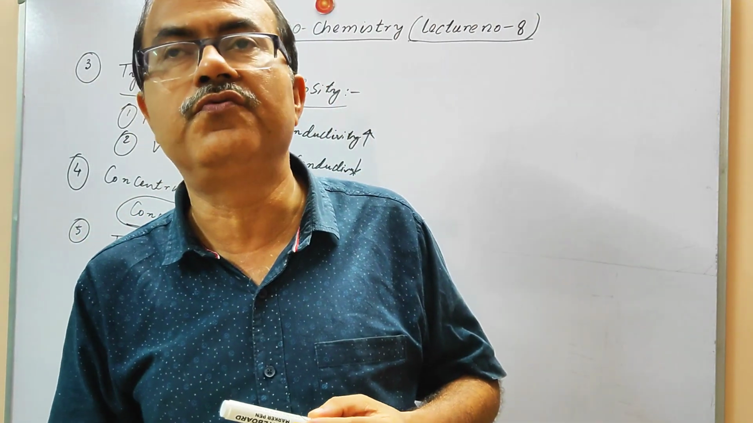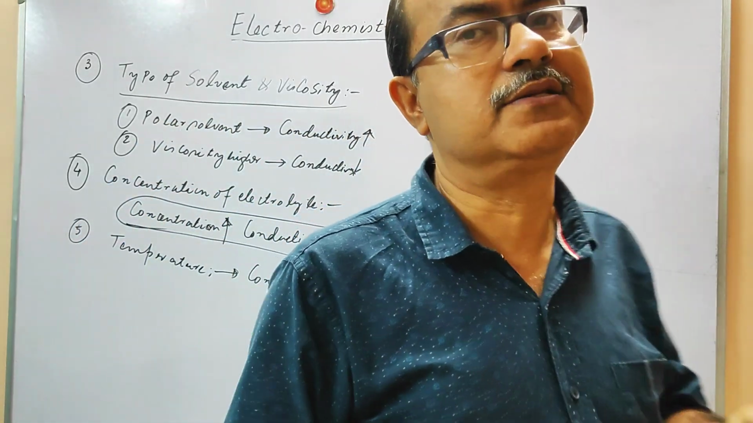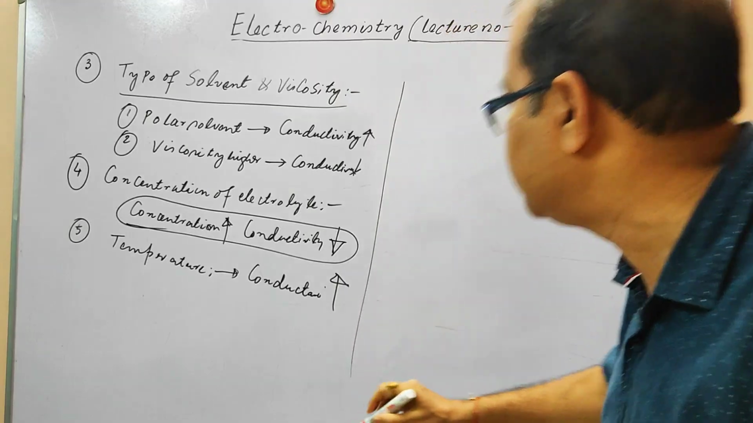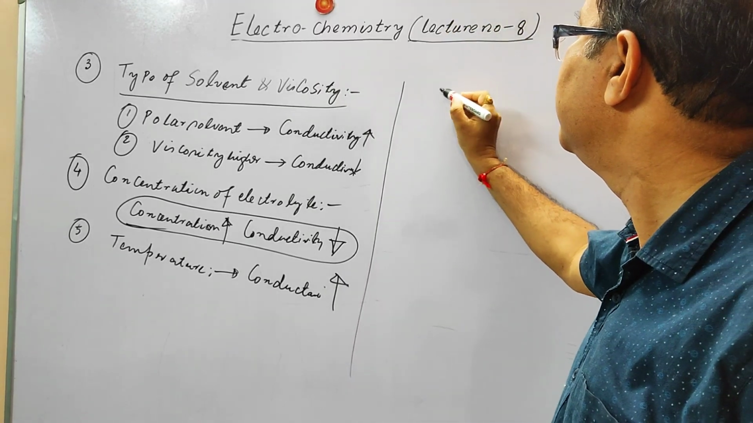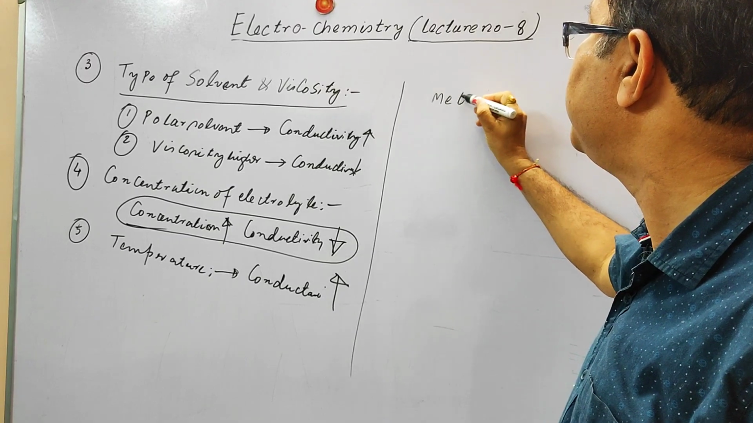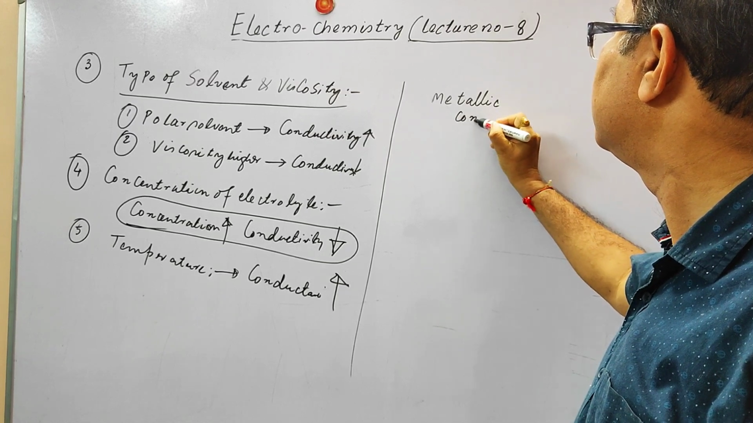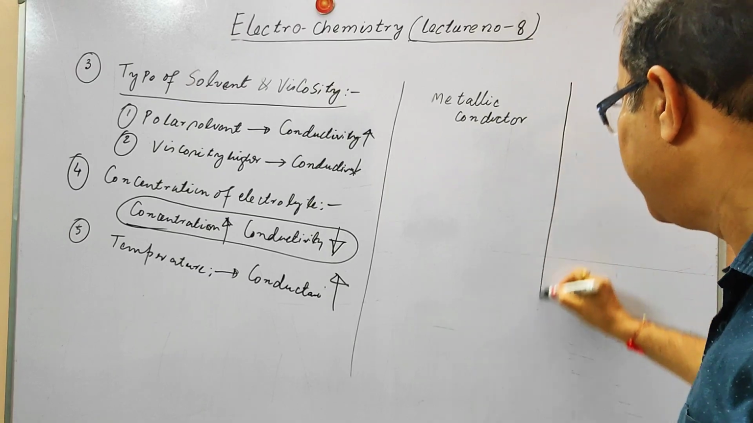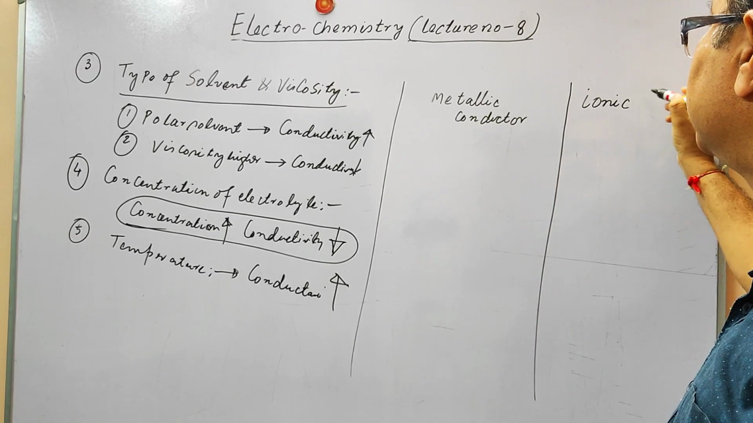So we understand the different types of conductors, that is metallic conductors and ionic conductors, and the factors that influence these two conductors. Now we are going to discuss their difference. What is the difference between these two conductors? Is there any difference? Yes, there is a difference. We can write the metallic conductor, and ionic or electrolytic conductors.